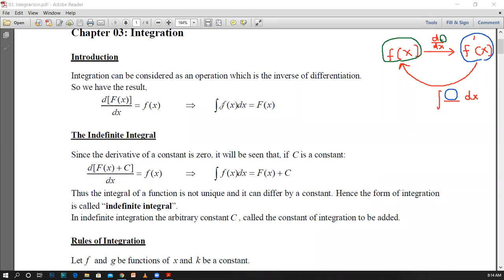Therefore, we can denote it in this way. This is the integral notation, and next we include the function we are going to integrate, and then the subject that we are considering for integration. Once you have integrated the function f(x) with respect to x, we will get the function F(x).